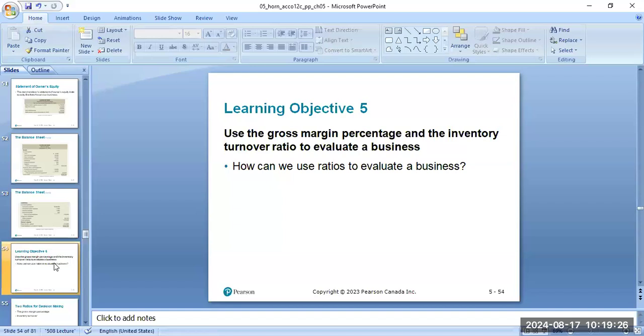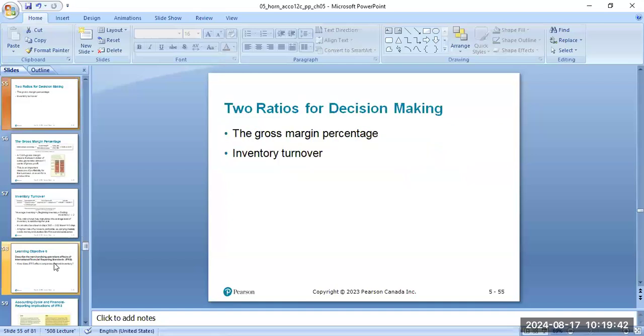Now let's see how we're going to evaluate the business. We can evaluate the business by the gross margin percentage and the inventory turnover. Let's see what's the first one. Gross margin percentage.